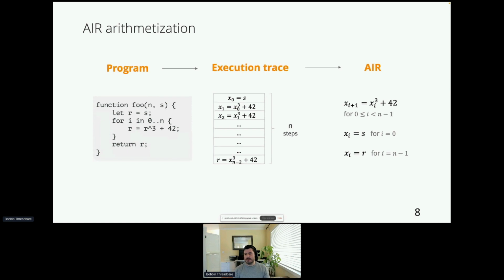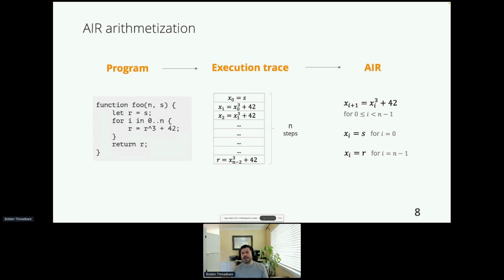So what it means is that this equation should hold for all steps of the execution trace, or at least the steps that are specified there. For example, this relationship describes how you transition from one row to the next. This equation describes what should be the first state, and this equation describes what should be the last state. And this basically is an entire description of this simple computation.